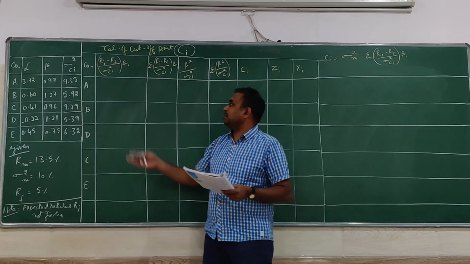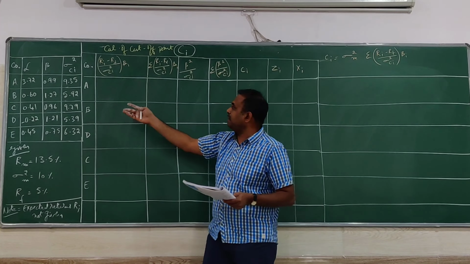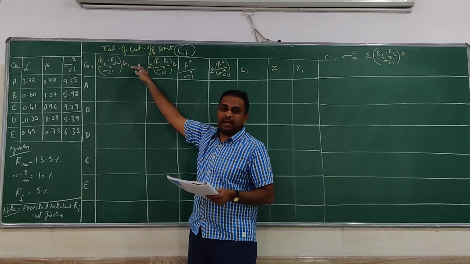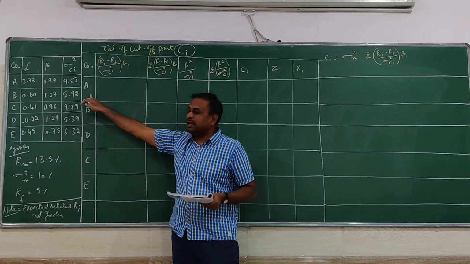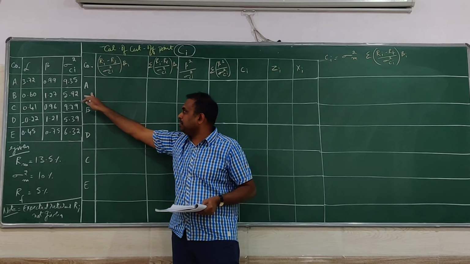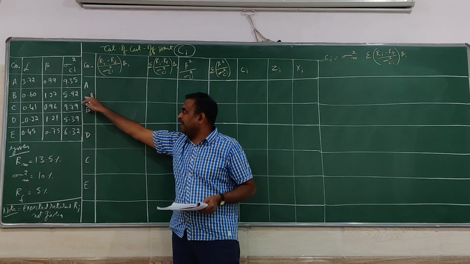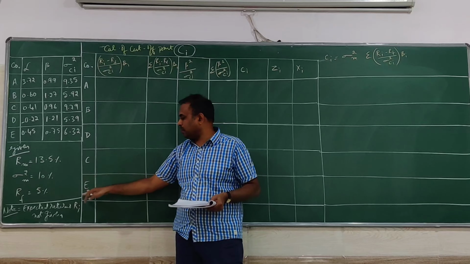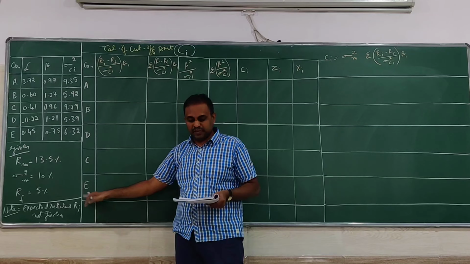The next step after finding the ranking, we have to go for the cutoff point. So here you can see the ranking, what we have done in the previous calculation. A is the first ranking, B is the second one, D is the third one, C is the fourth one, and E is the last one, that is 5.